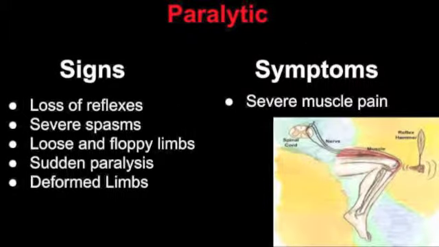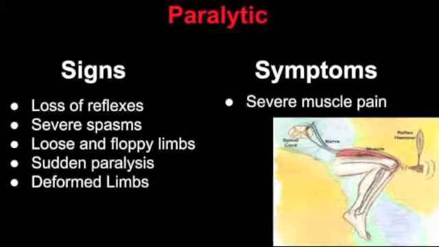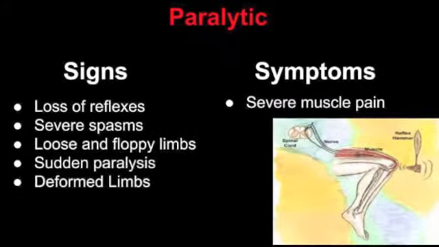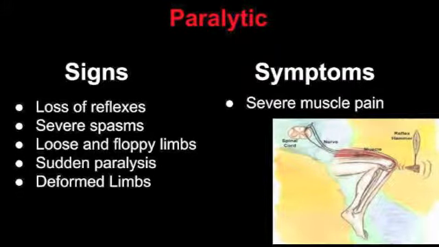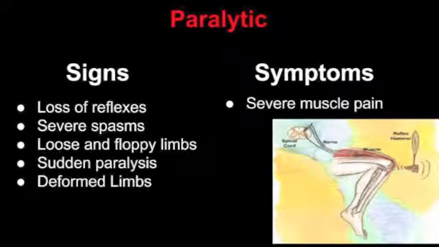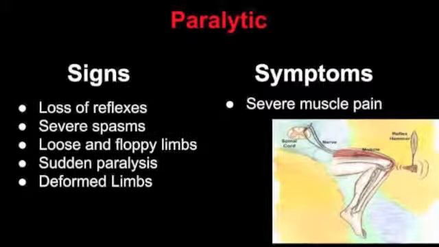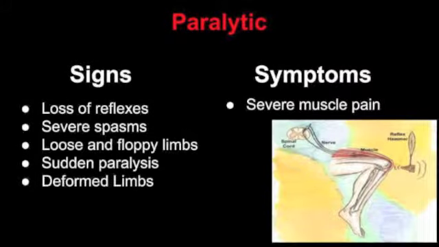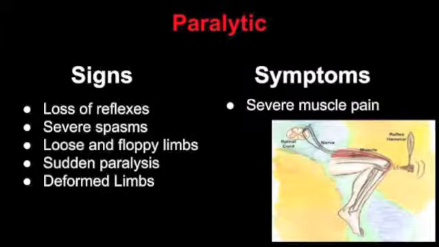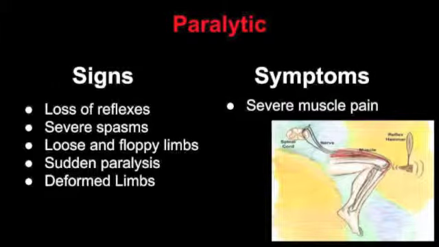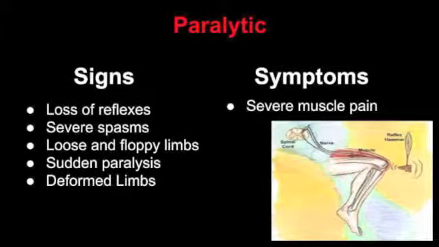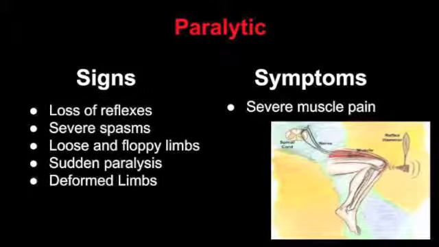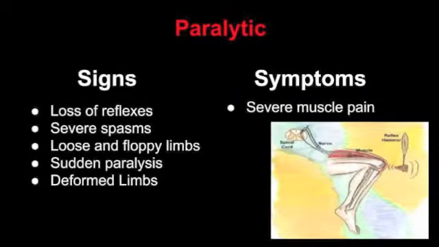The signs of paralytic polio include loss of reflexes, severe spasms, loose and floppy limbs, sudden paralysis, and deformed limbs. The symptoms include severe muscle pain. Patients with paralytic polio also experience all of the symptoms associated with non-paralytic polio. Full paralysis can develop, but this is very uncommon and only occurs in 1% of all polio cases. 5 to 10% of patients with full paralysis die from the attack of muscles that control breathing.